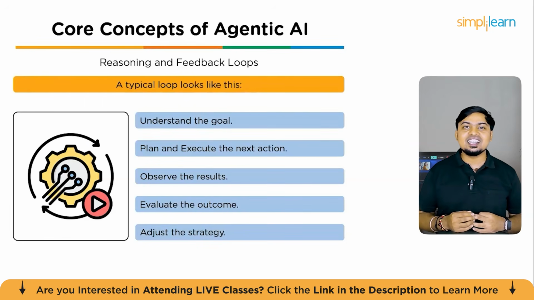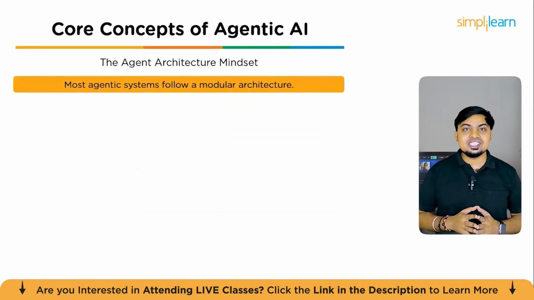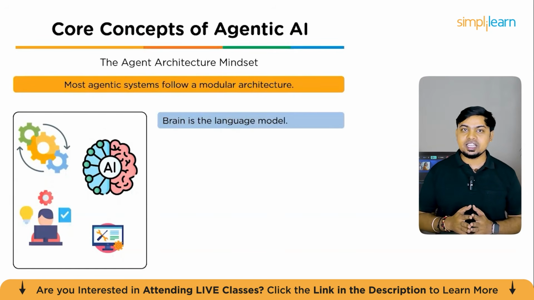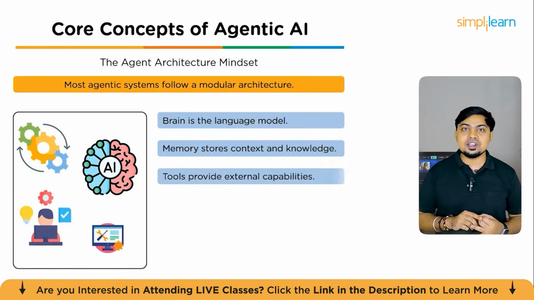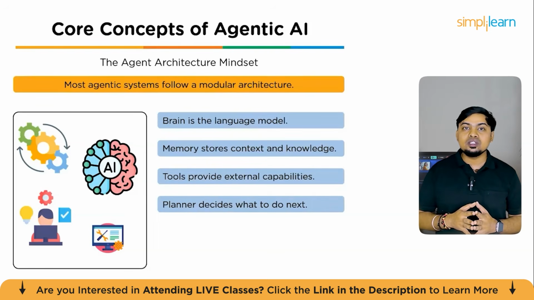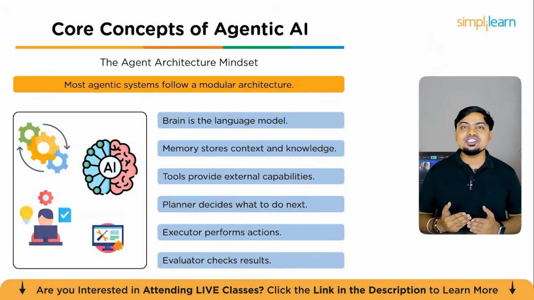The agentic AI architecture mindset is the most important one. Now comes the AI agent architecture mindset. Most agentic systems follow a modular architecture. You can think of it like components working together. The brain is the language model, the memory stores the context and knowledge, the tools provide external capabilities, the planner decides what to do next, the executor performs actions, and the evaluator checks the results and provides feedback. This modular approach makes systems scalable, flexible, and powerful.